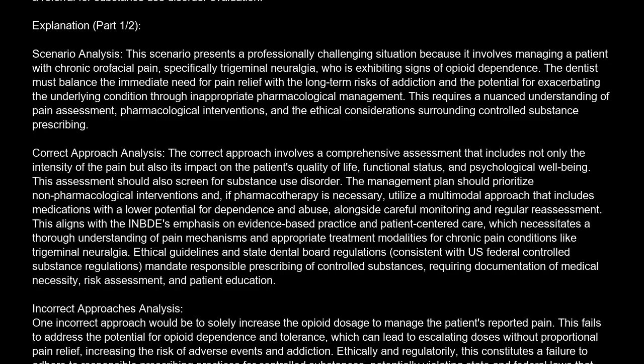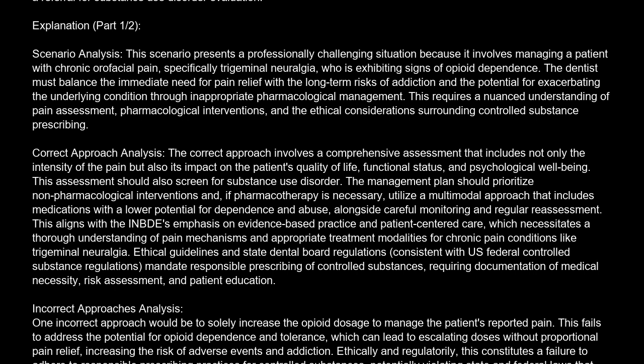Incorrect approaches analysis. One incorrect approach would be to solely increase the opioid dosage to manage the patient's reported pain. This fails to address the potential for opioid dependence and tolerance, which can lead to escalating doses without proportional pain relief, increasing the risk of adverse events and addiction. Ethically and regulatorily, this constitutes a failure to adhere to responsible prescribing practices for controlled substances, potentially violating state and federal laws that require careful consideration of non-opioid alternatives and a comprehensive pain management plan.